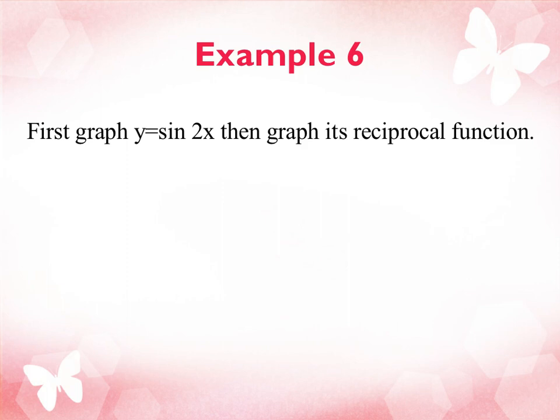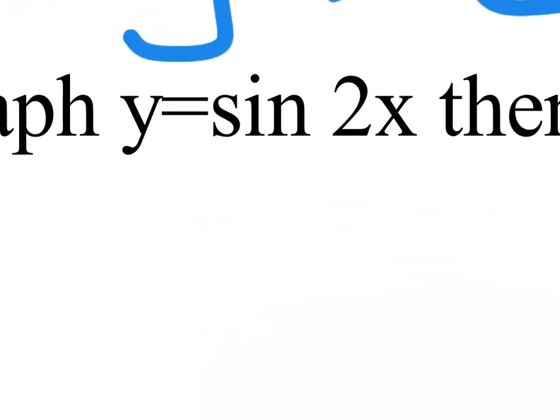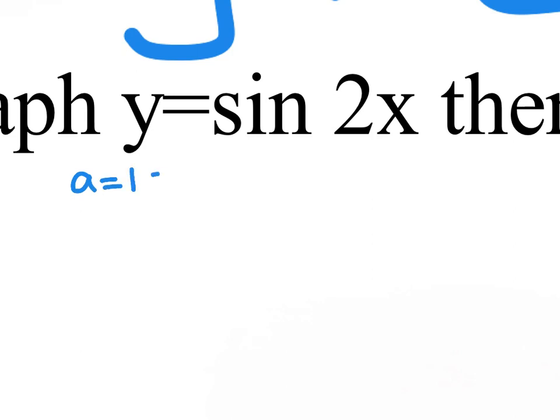All right, so this actually says first graph y equals sine of 2x, and then graph its reciprocal function. Just realize that on the test it would just say graph y equals cosecant 2x. It's not going to tell you what its reciprocal function is. So I would start with the sine curve. I start the way we did. A is 1, which means the amplitude is 1. The B is 2, and what is the period for sine?